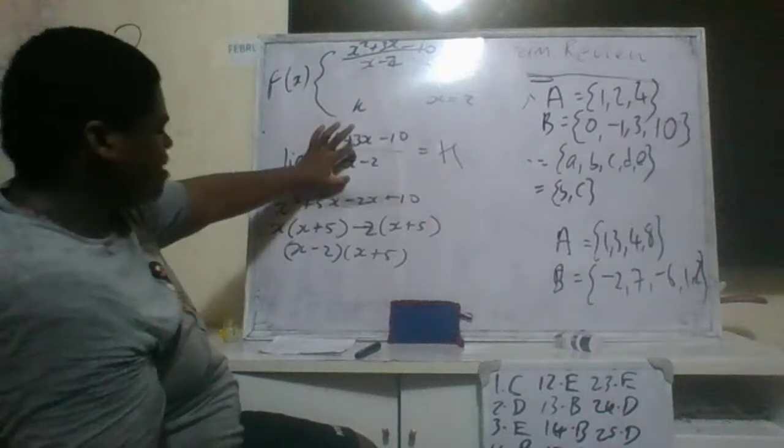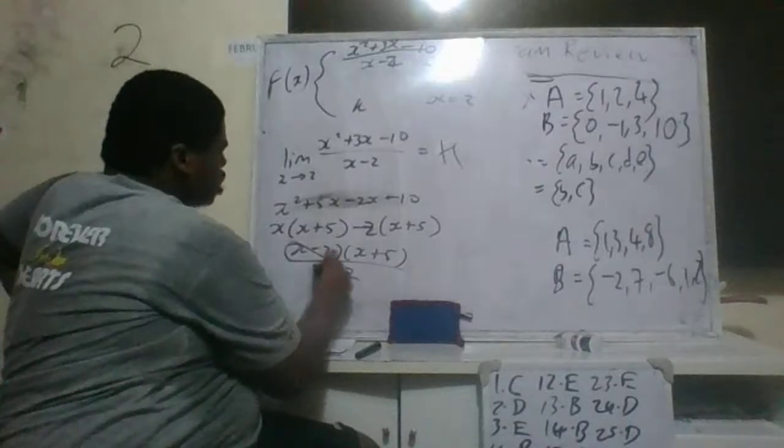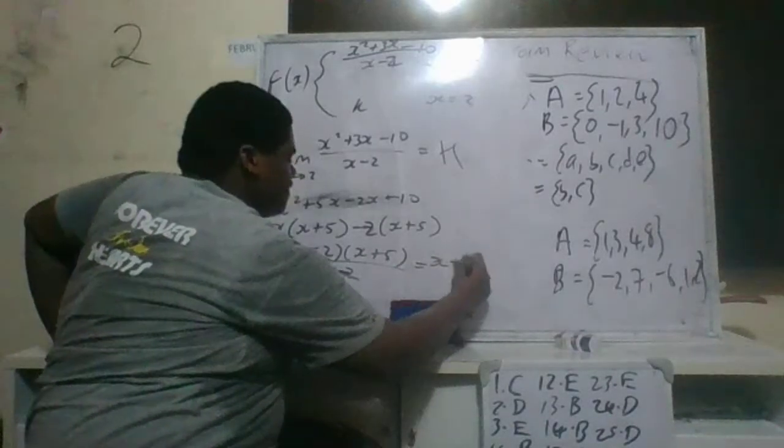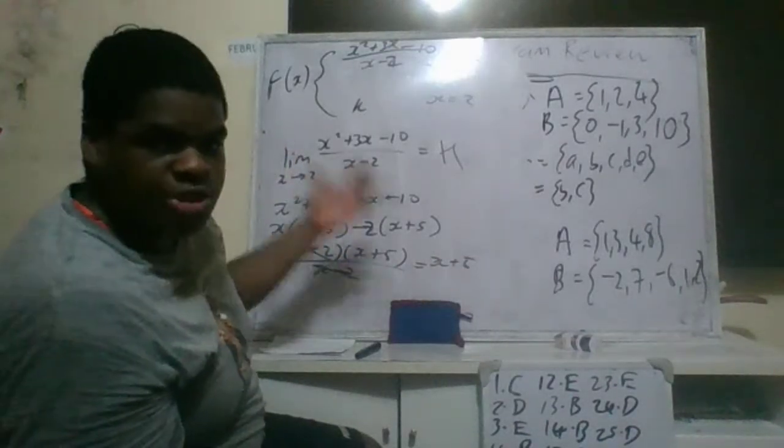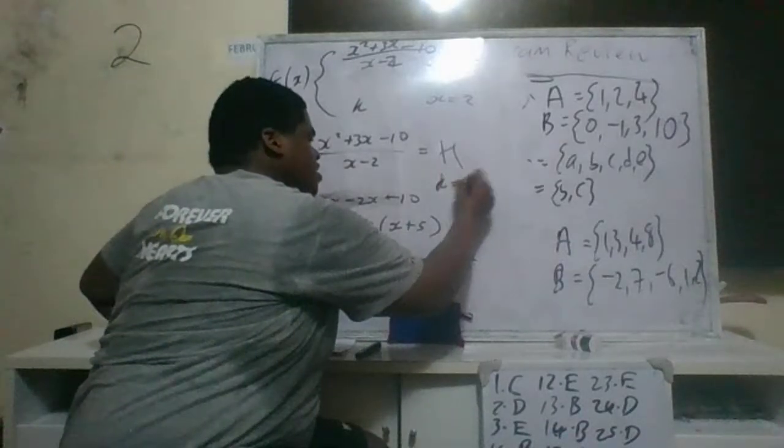But remember, you are dividing by x minus 2. So this will be divided by x minus 2. This will cancel out this, and you have x plus 5. So now you can apply your limit. By the time you put in your limit, you have 2 plus 5. That means k is equal to 7.